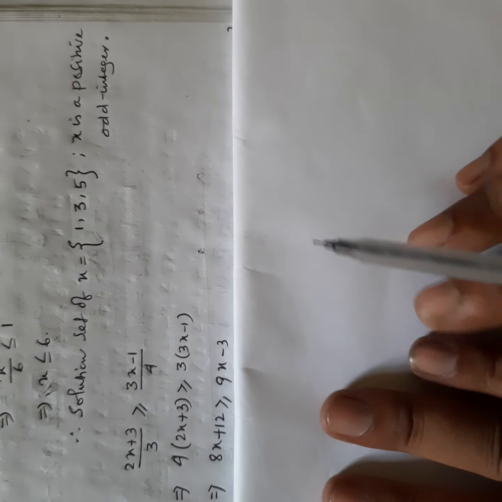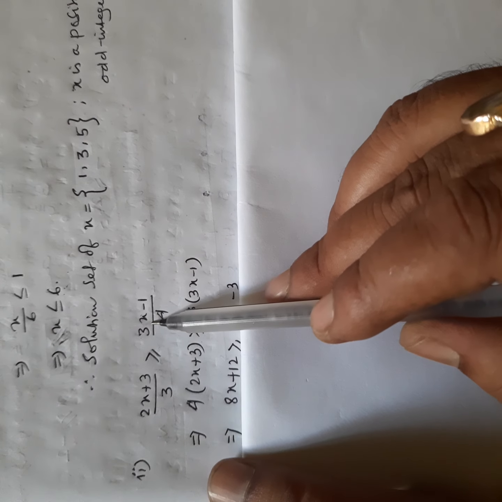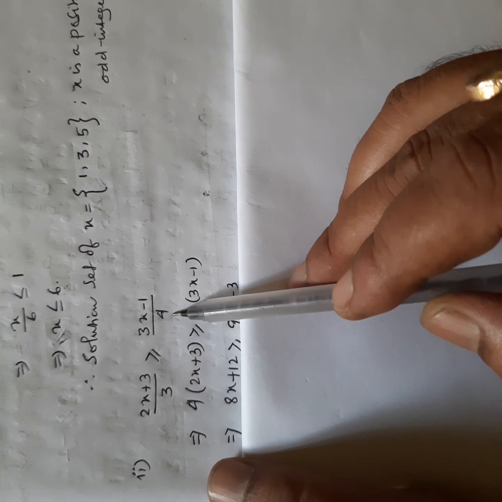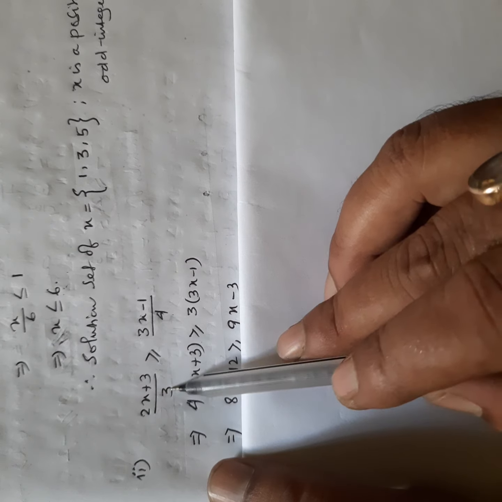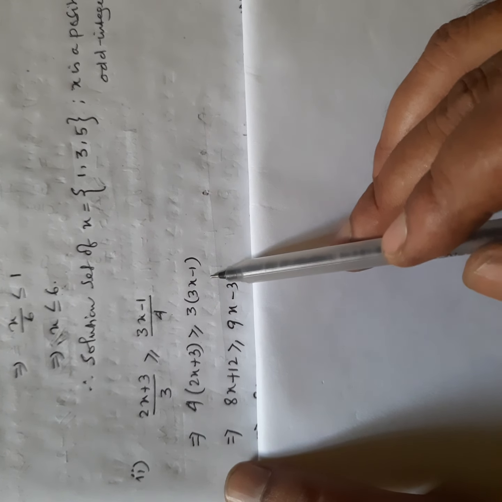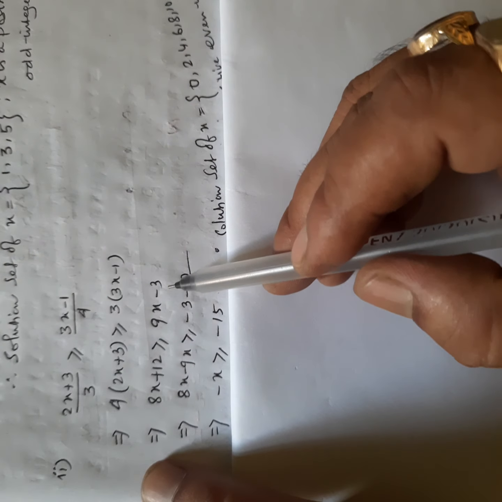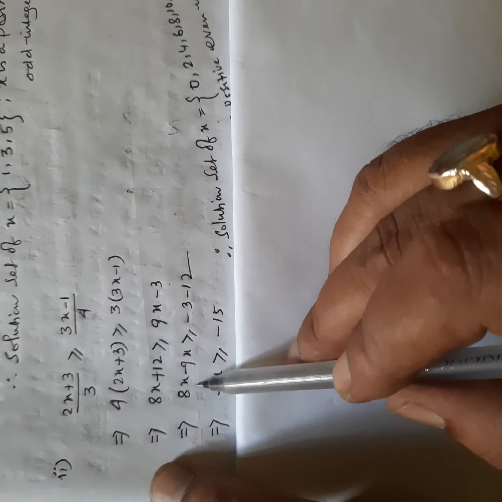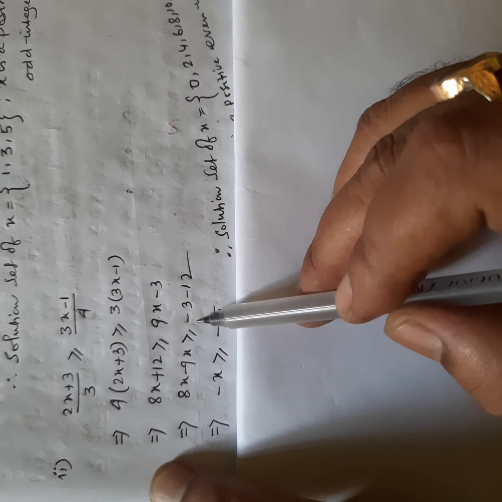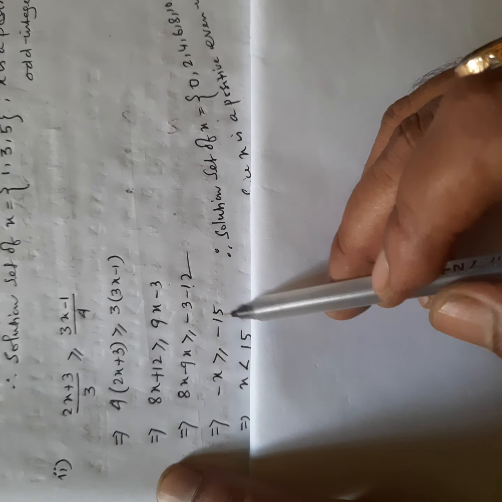Second, (2x + 3)/3 ≥ (3x - 1)/4. Multiply 4 by this and 3 by this. Then 4(2x + 3) ≥ 3(3x - 1). This implies that 8x + 12 ≥ 9x - 3. This implies that 8x - 9x ≥ -3 - 12. This implies that -x ≥ -15.